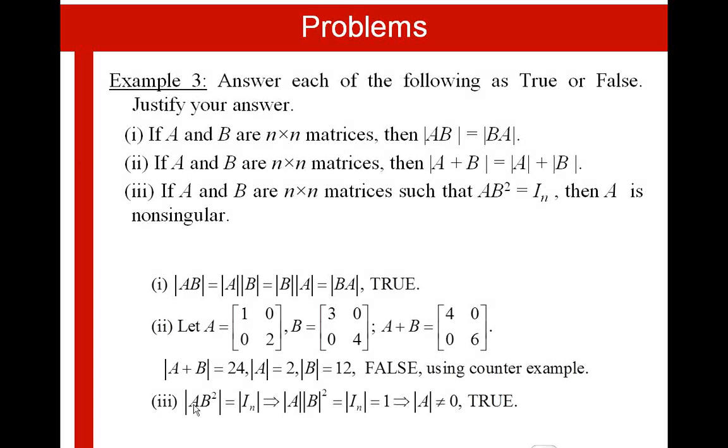Lastly, the determinant of A times B to the power 2 is equal to I_n. If we take the determinant of both sides, the first one we can split as the determinant of A times the determinant of B to the power 2, which is equal to the determinant of I. The determinant of I is equal to 1. Therefore, the determinant of A is different than 0, which is true. That means that the matrix A is invertible, and therefore A is non-singular.